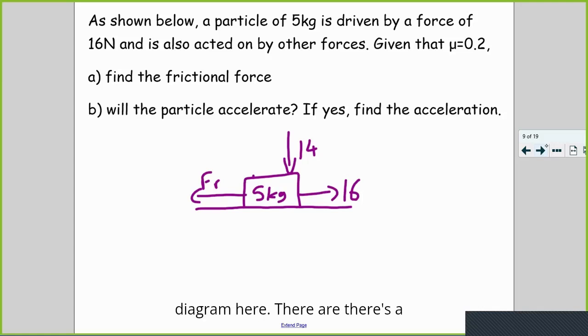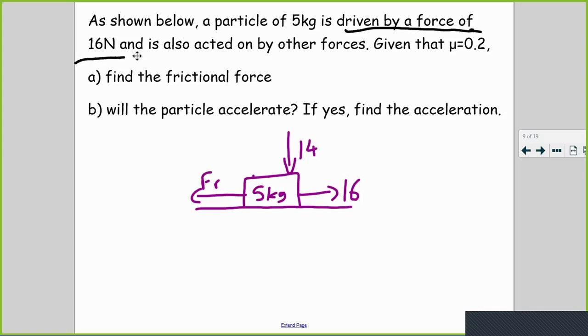Right, so we have a diagram here. There's a particle of 5 kg with certain forces. There's a 14 downward force, 16 driving force, and friction is here. Now, there are some forces missing. One is the weight, mg. For Cambridge, we use g as 10. If you're at Excel, use 9.8. So mg will be 5 times 10, 50. And the normal reaction is going upwards.